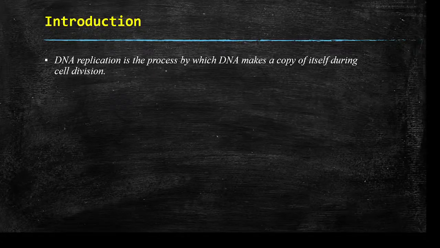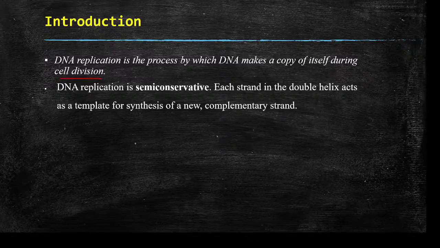So DNA replication is the process by which DNA makes a copy of itself during cell division. This is a semi-conservative process, that is, each strand in the double helix acts as a template for the synthesis of a new strand. You know that DNA is a double helix. It contains two strands, and each strand will be used to synthesize its complementary strand.